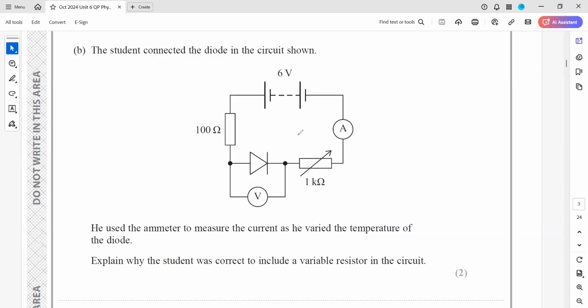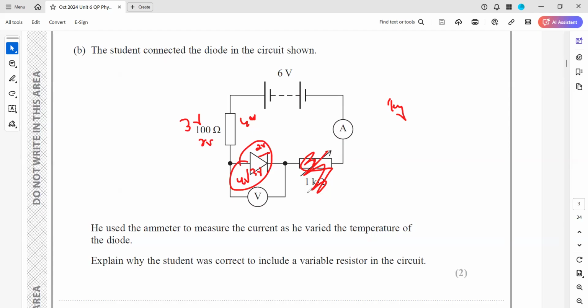So what is the purpose of the variable resistor? Let's say we did it at 0 degrees or 10 degrees, and the voltage here might be 3 volts, here 2 volts, here 1. But when we increase the temperature, the resistance of the diode will change, so the voltage across the diode will also change. So we adjust the variable resistor so the voltage division remains the same. If there was no variable resistor, then if 2 volts here, 4 volts would be here. If 3 volts here, 3 volts here. If 4 volts here, 2 volts here. So the voltage across the diode would also change.